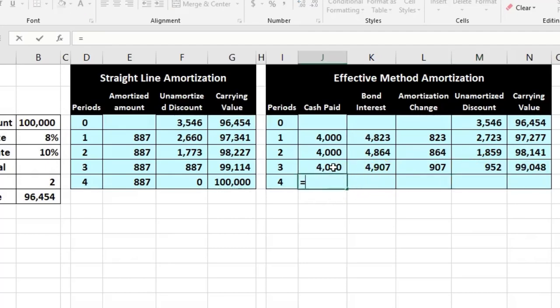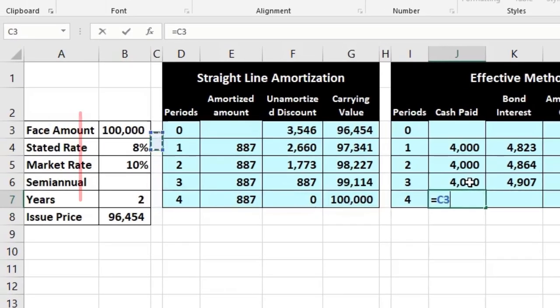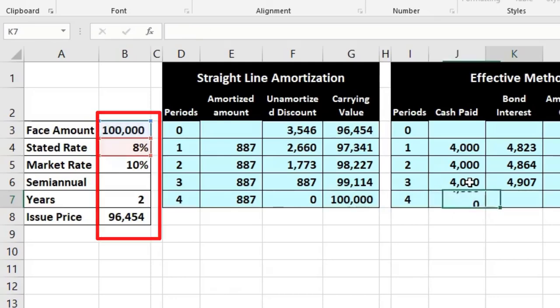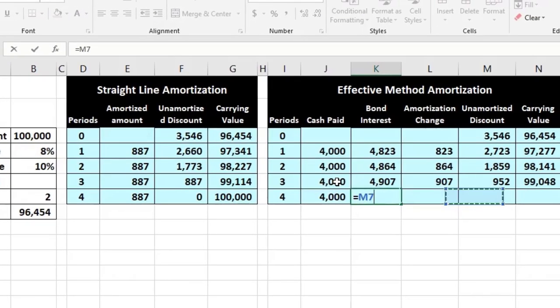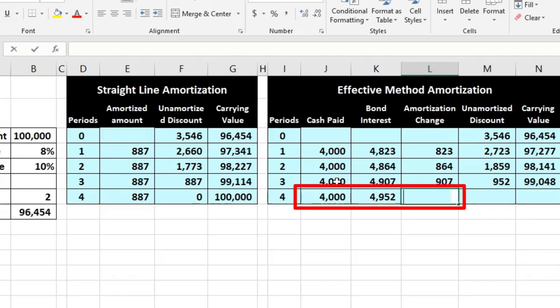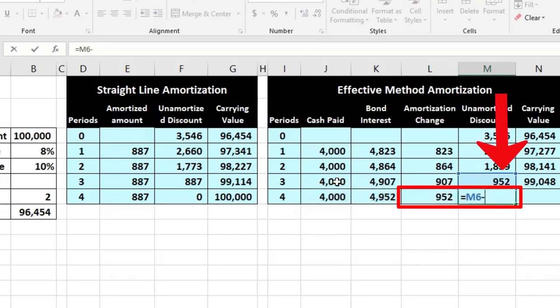One more time. Last payment, we're going to have the 100,000 times the 8% divided by 2. The bond interest is going to be the carrying amount times the market rate, 10%, divided by 2. The change then is going to be the difference. And then the unamortized amount is going to be the prior unamortized minus this number. And of course, it should go down to 0. That's how we know it's working.